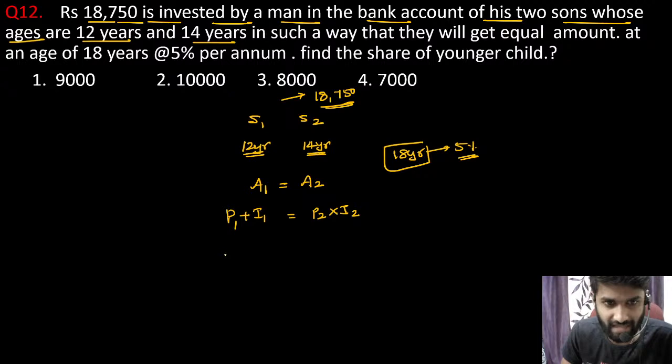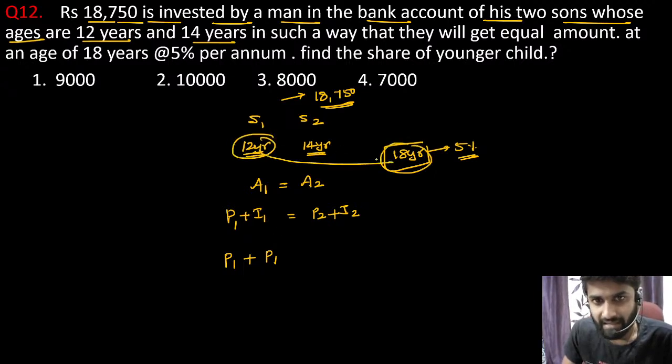Now see, principal is equal to P1. What is the interest formula? Interest is equal to PTR by 100. So P1 is equal to P1, and for the time period, see guys, 12 becomes 18. The duration of the first child is exactly 6 years. At the rate of 5% per annum, the value becomes exactly equal to 30 by 100.